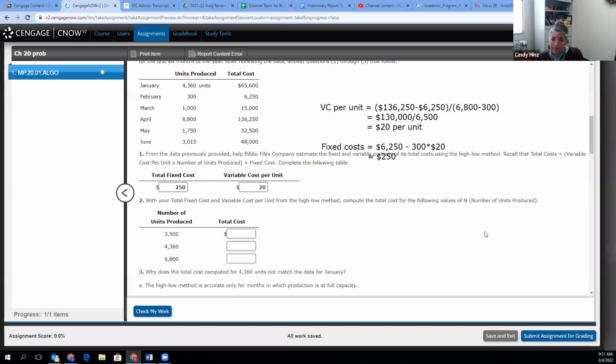Everybody good up to this point? So now we have our formula, and I will write out that formula on the screen. Total cost equals the fixed cost, which is the y-intercept, $250, plus the variable cost per unit times the number of units produced. And so you can use that equation.